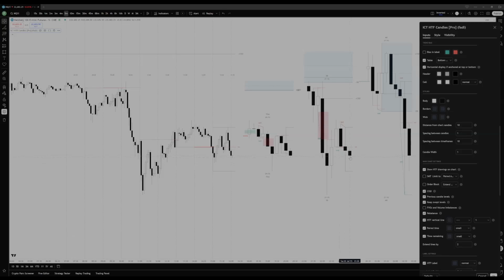But when this candle opened, we know it's going to attempt to come back over here. We see we have a 5-minute order block. It hit it and is coming down.